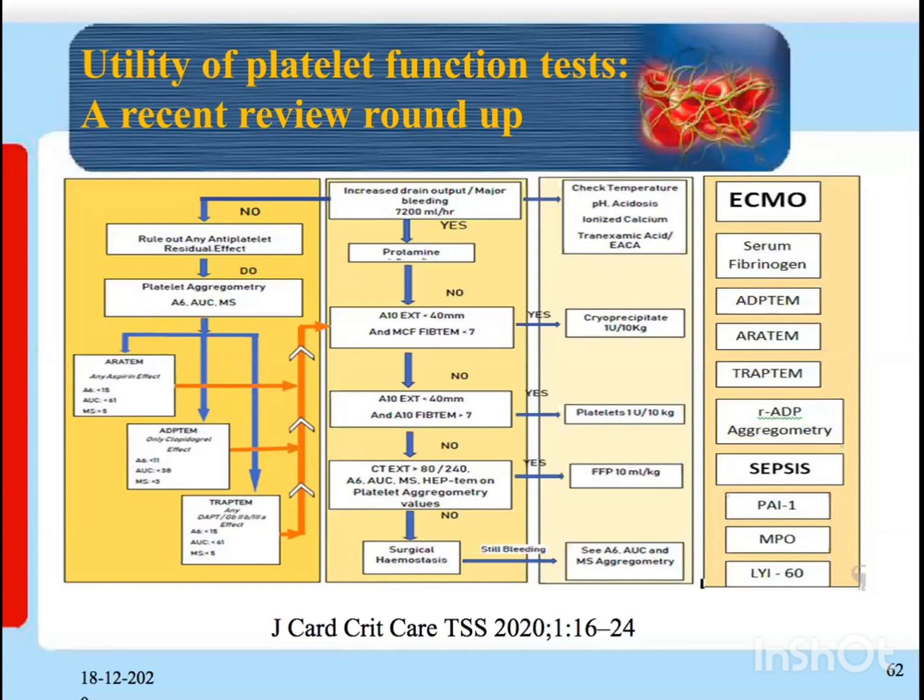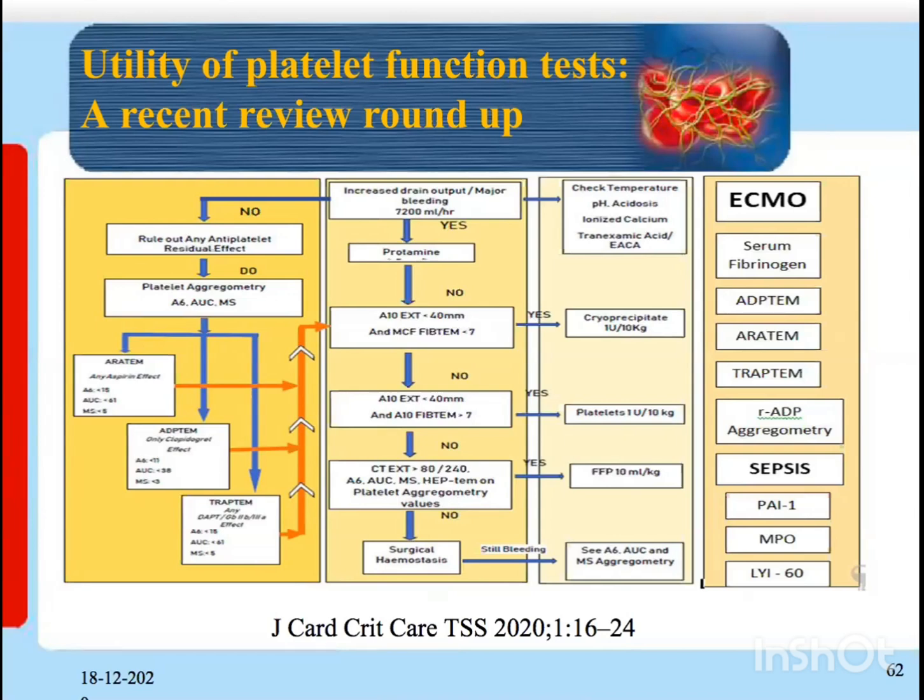And when we did this, then A10 EXTEM less than 40 and A10 FIBTEM less than 7, these are the patients who are going to bleed. And if they bleed, then that is the amount of cryo, 1 unit per 10 kg. And when you give the platelets, it's also 1 unit per 10 kg. And FFP is also about 10 ml per kg.